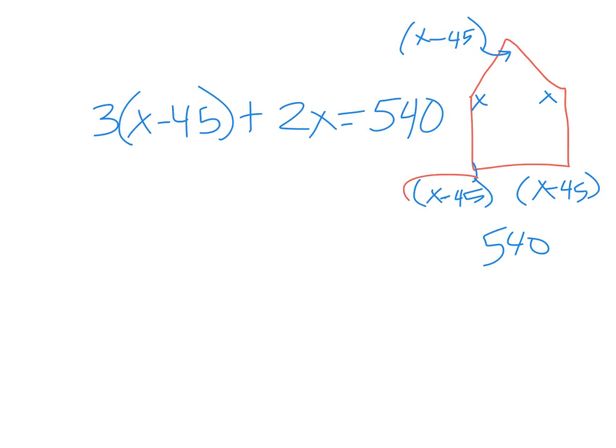Okay, I had 3 of these things, and I had 2 of these things. So you saw I have 3 there and 2 here. So now I just simplify for x. I'm going to distribute 3 times that, which gives me 3x. What's 45 times 3?